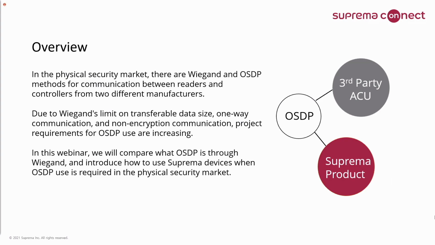With this background, OSDP was created for the access control system industry to use an RS-485 standard protocol, which is capable of handling larger data size in bidirectional two-way communication, especially as OSDP enables transmitting biometric data. It's possible to connect Suprema devices to third-party controller panels which support OSDP and biometric data management and create one single system.